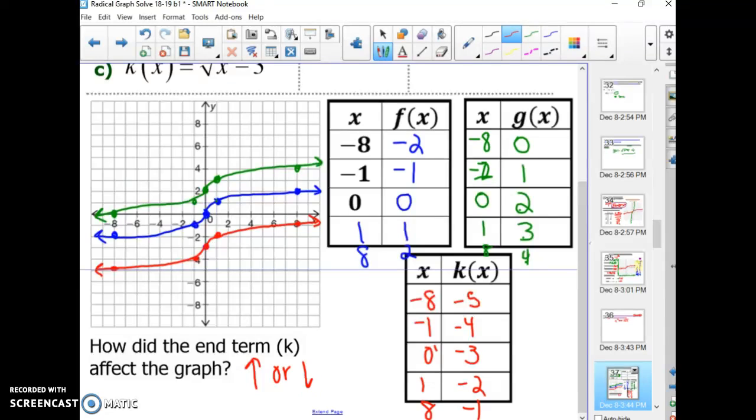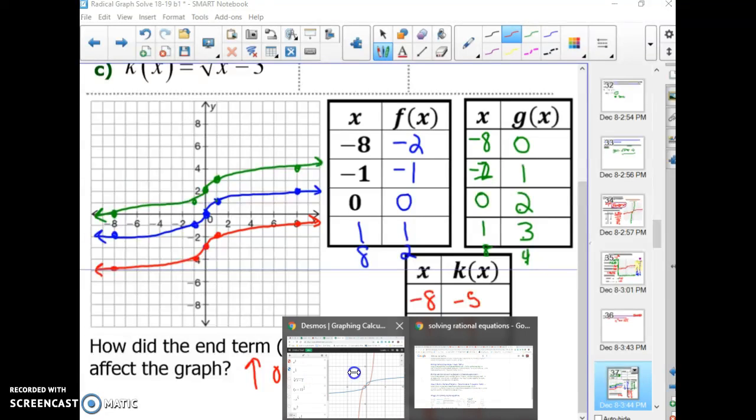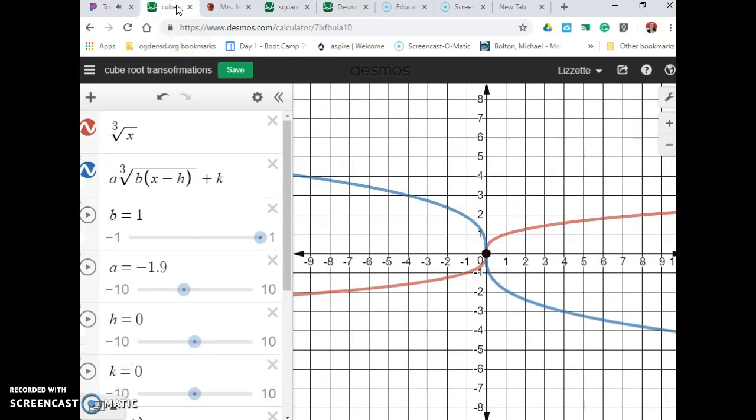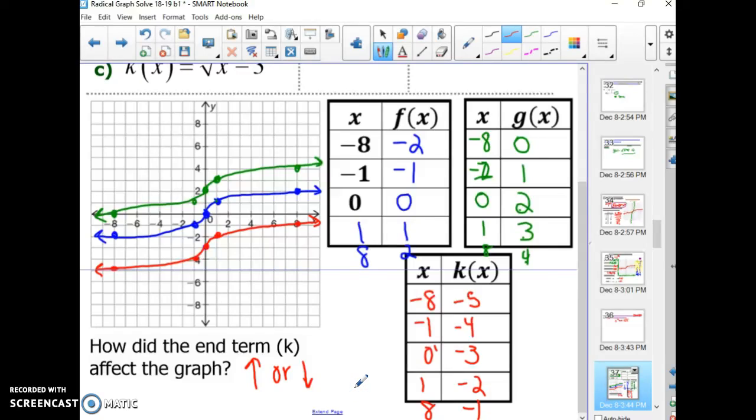So if I come over here, I'm going to show you something in Desmos. So I can move my graph. There's my parent one. I'm moving my graph up or down. It gets moved from that dot that's in the center, that 0, 0. I'm moving up and down from that. So when I add a term at the end, it's going to move it up or move it down.